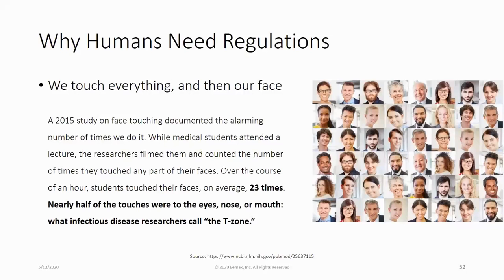I think we could all agree that over the past couple of months, we've been paying a lot more attention to what we're touching than what we're doing with our hands. So kind of just a fun little fact there.